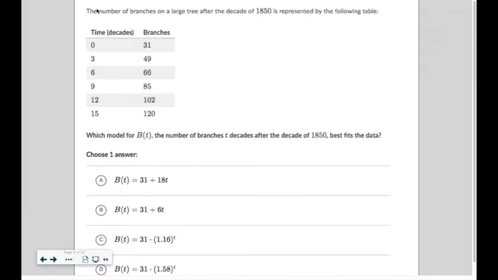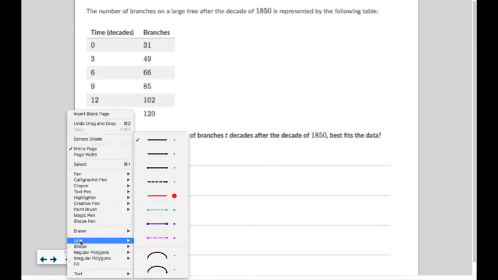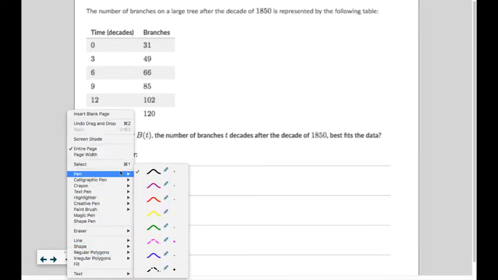Hi everyone, so today I'm going to be going over exponential functions again. If you're still with me, this should be video number 3. And what we're going to be looking at is how to tell which model, either exponential or linear, is a better fit of the data that we're talking about.